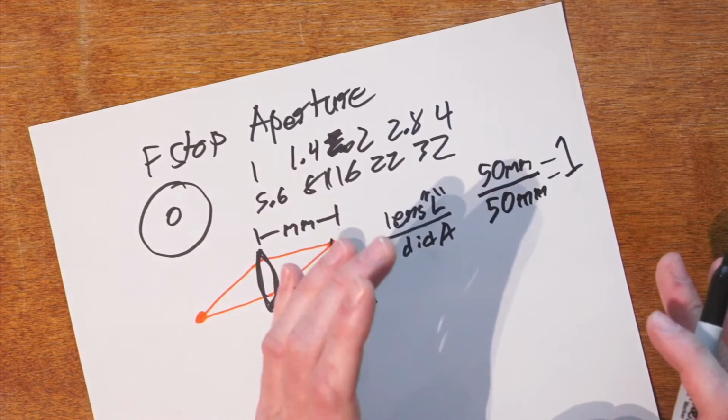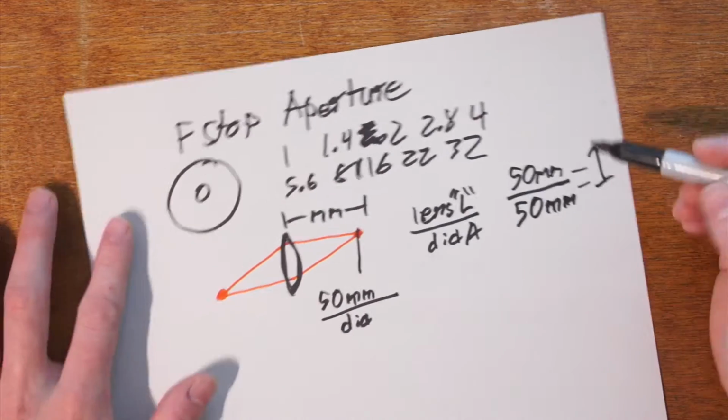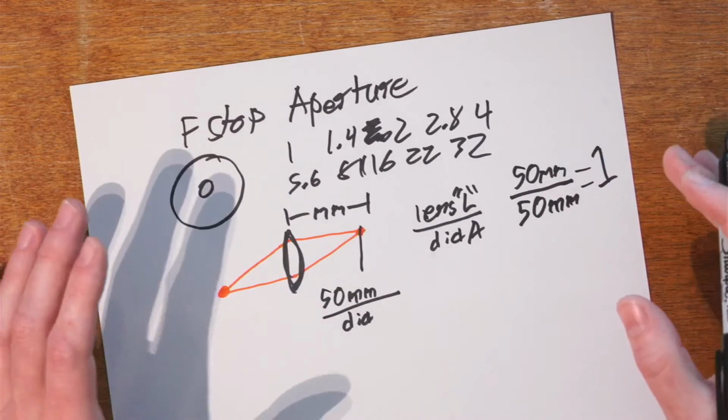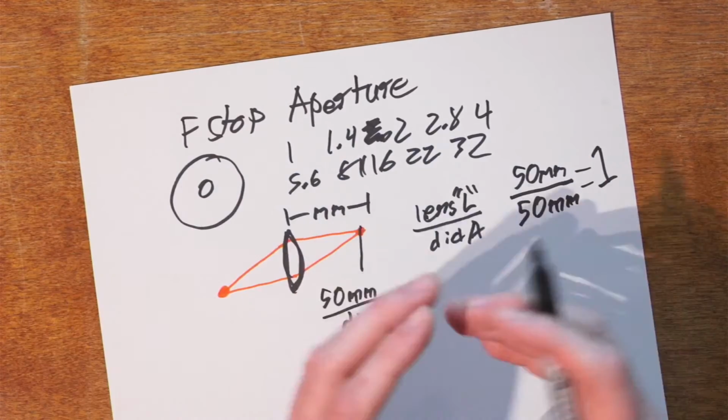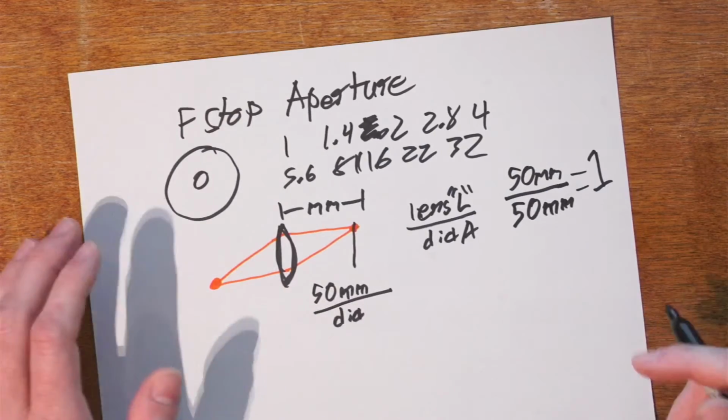So that means a 50 millimeter lens with an effectively 50 millimeter hole in it to let light in. It's not always exactly 50 millimeters, but it's effectively 50 millimeters. Please be aware that that's not actual. It changes depending on the makeup of the lens. It can be bigger or smaller depending, so if you pulled the aperture out, it could actually be a different size.